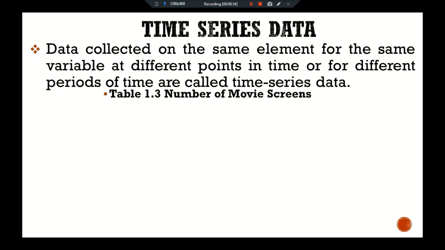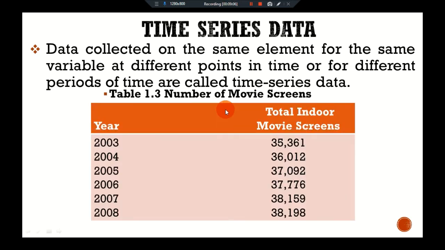Here we have the data for an empirical example, the number of movie screens. Like the data in this table give us the information on the total number of indoor movie screens in a particular country or a city for the years 2003 to 2008. Note that each screen in each theater counts as one.